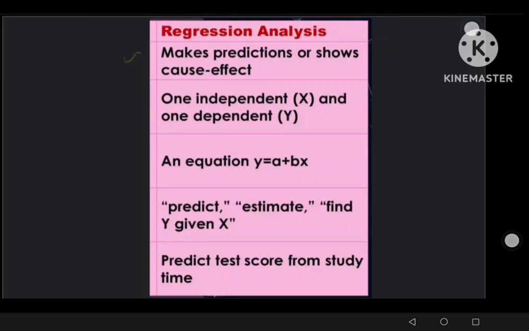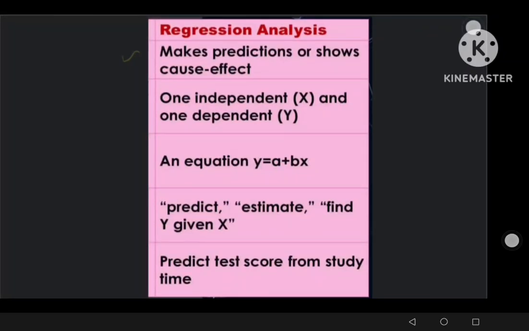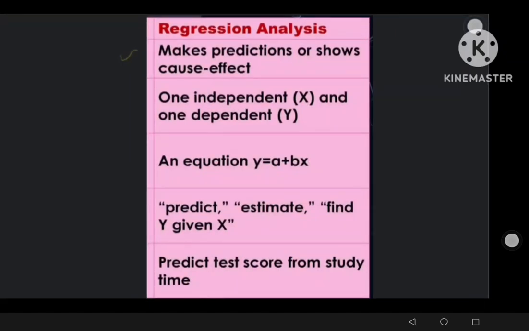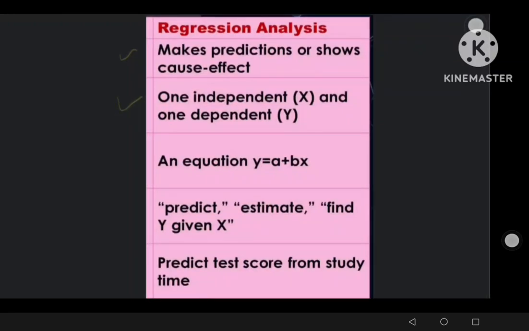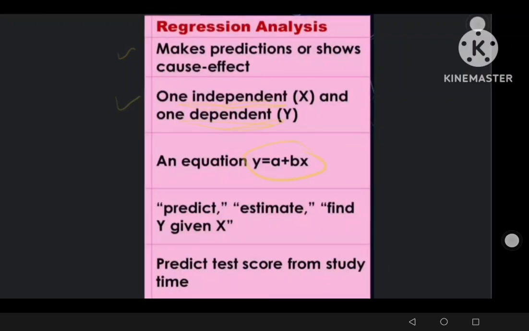Unlike the Pearson correlation coefficient, where we know how strong or how weak the relationship is, in regression analysis we're just predicting the variables given, or it shows cause and effect. In regression analysis, we have one independent variable, the x, and one dependent variable, the y. And we follow this formula: y is equal to a plus bx.